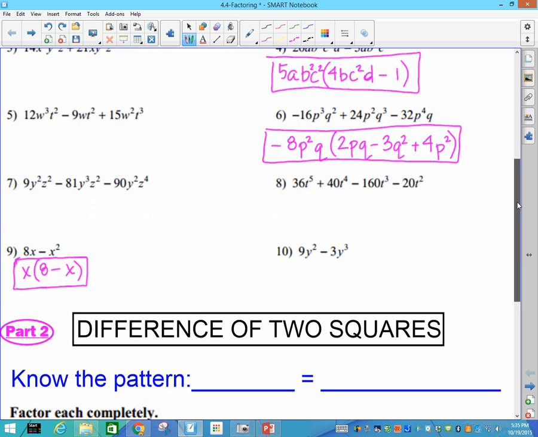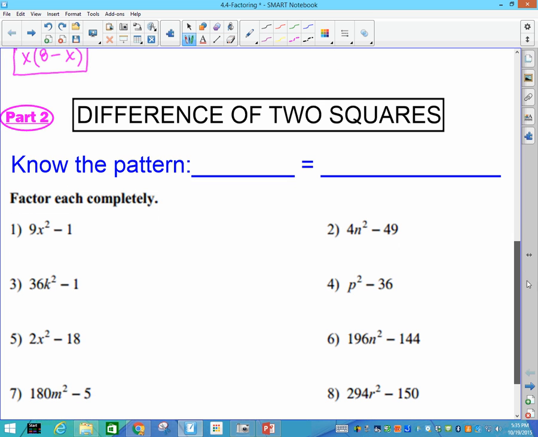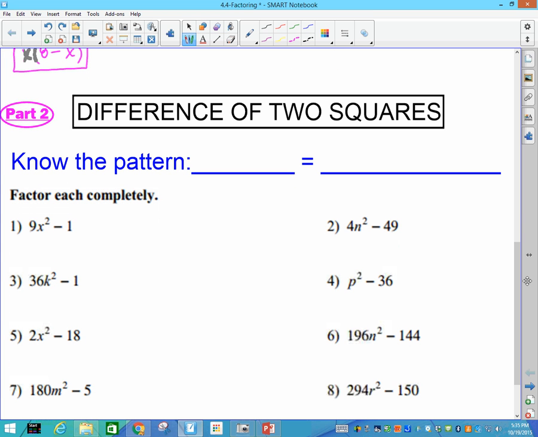Okay, so our next group of problems are those that we're going to classify as the difference of two squares. So what's most important about that is what are squares, because if you don't know your squared numbers, you're going to have a little difficulty recognizing when you have the difference of two squares. Okay, with numbers, let's start here.